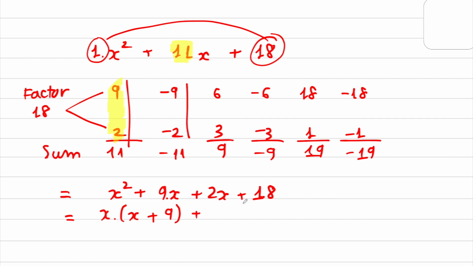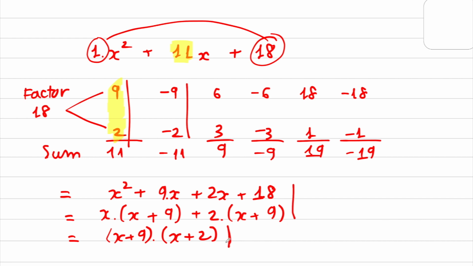The last two terms, you have 2x and 18 here. 2 is a common factor. It means the bracket will be x plus 9. After that, x plus 9 will be the new common factor, and then x plus 2 will be the second bracket. Yep. After this step, you can see that I successfully factorized this question.